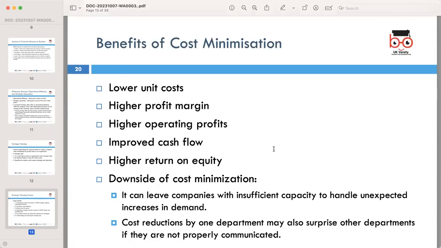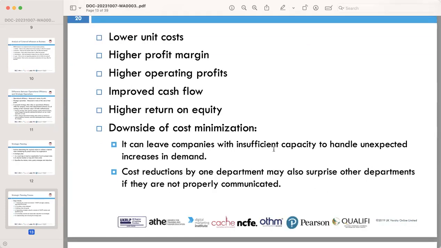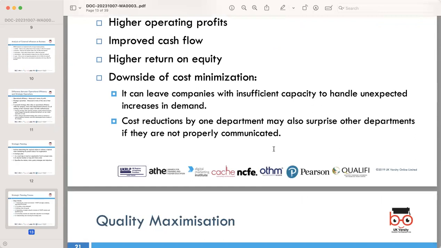A downside of cost minimization is that it can leave companies with insufficient capacity to handle unexpected increases in demand. Cost reductions by one department may also surprise other departments if they are not properly communicated. So cost minimization basically helps conduct a comprehensive assessment of all possible direct and indirect costs associated with an intended intervention.